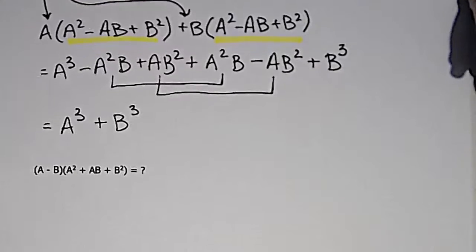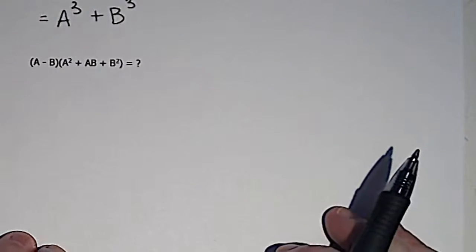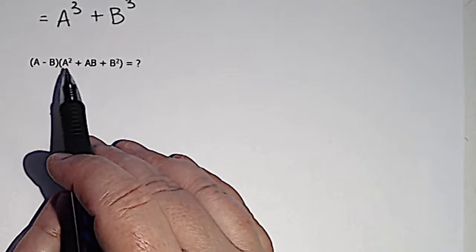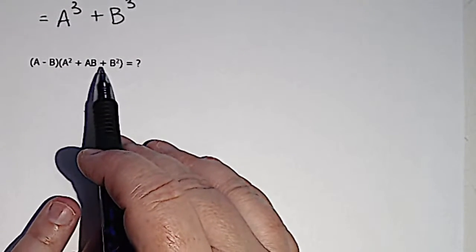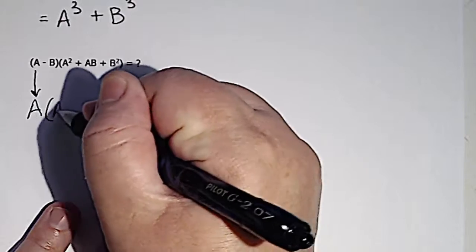I mean, why not, right? Misery does love company. Hey, look, this looks very similar, except this time we've got a minus b and then a squared plus ab plus b squared. So same thing. I'm going to break it up over here.